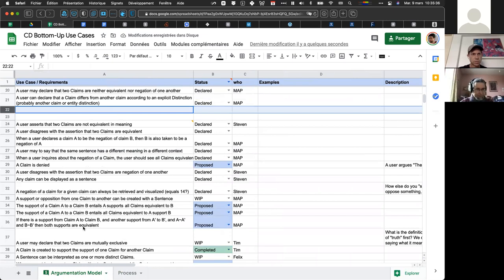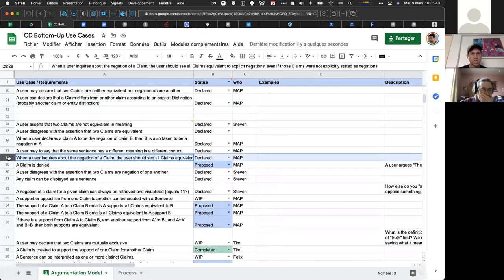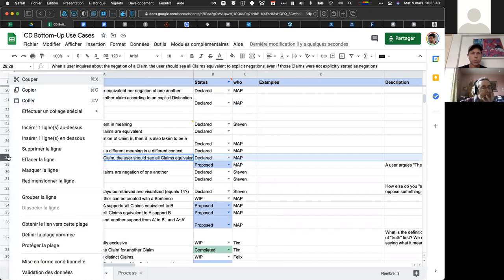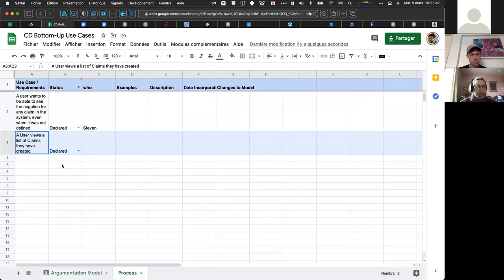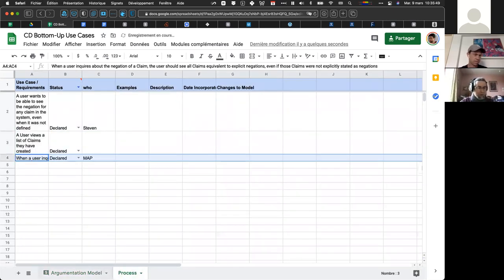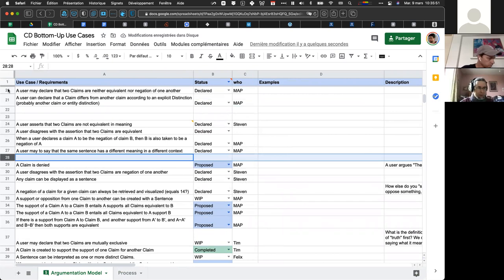Let's see, what is 20? 22, claims are neither equivalent nor negation, 28 is process, I think. 20 is process. I'm doing 28 first. Okay, that's fine. And 20.